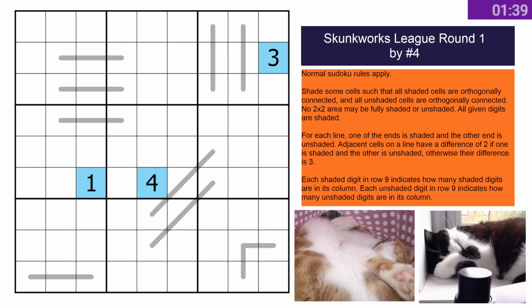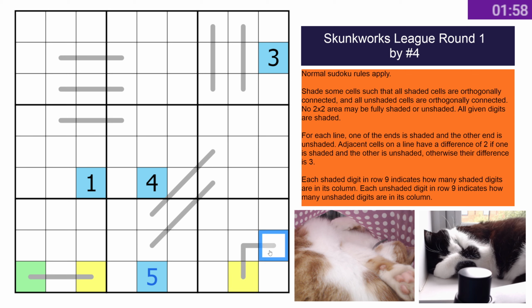And then the other part is the shaded digit in row 9 indicates how many shaded digits there are in the column, and similarly for unshaded. So if that's shaded and that's a 5, then you know there's 5 shaded and 4 unshaded. Not necessarily connected. That sort of numbering.